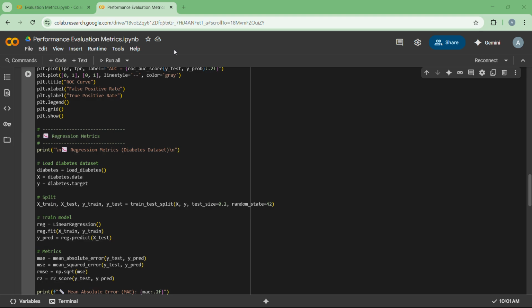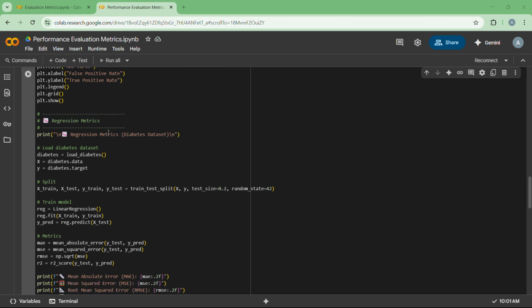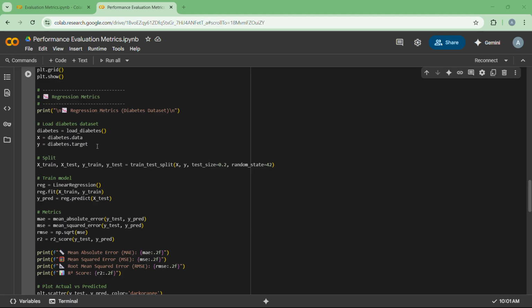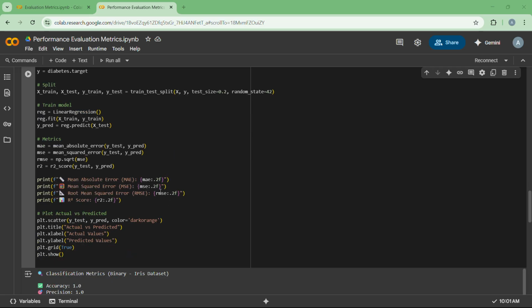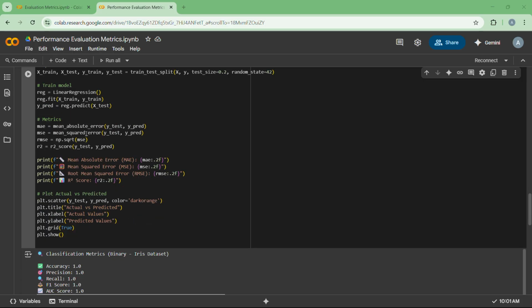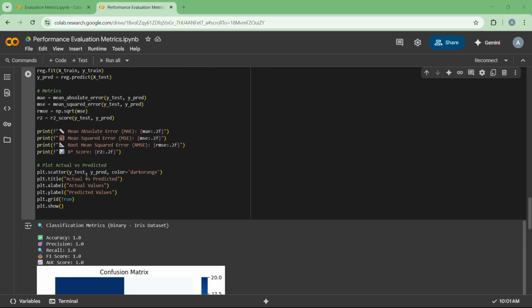And another one is regression metrics. Here we load the dataset, split it and train on it. The test size is 0.2 and random state is 42, and here we use the linear regression model, and we store the predicted values in y_pred. And here the metrics are MAE, MSE, RMSE, and R square. So we draw a plot between actual and predicted values.